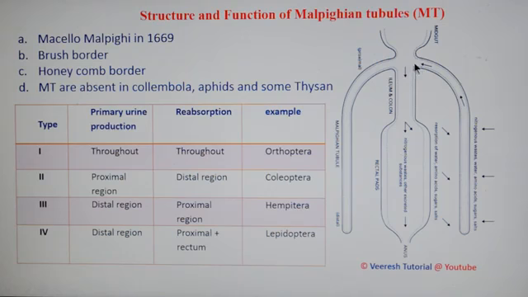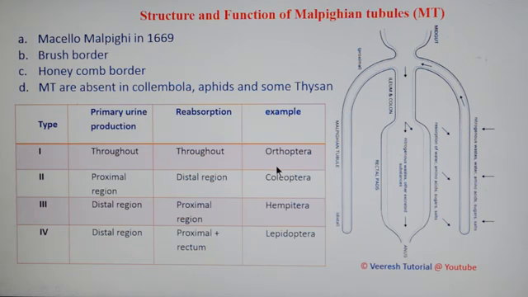The number of Malpighian tubules varies with the insects. In some insects you may find only 2 Malpighian tubules. In some insects you may find about 100 Malpighian tubules. But Malpighian tubules are absent in Collembola, Aphids and in some Thysanura. Based on the primary urine production as well as reabsorptive regions, there are 4 types of Malpighian tubules.